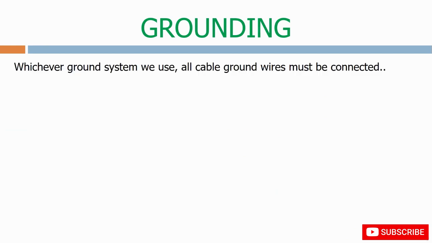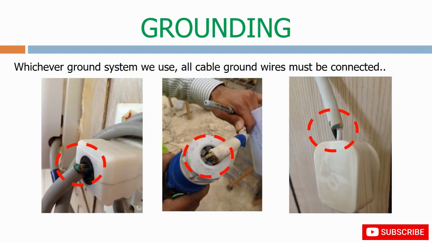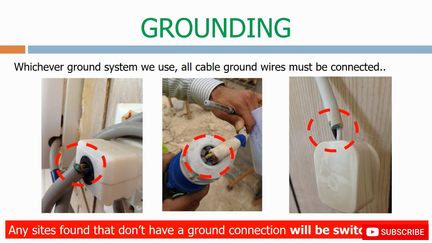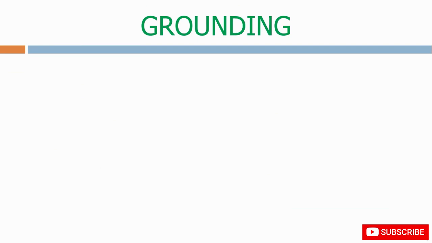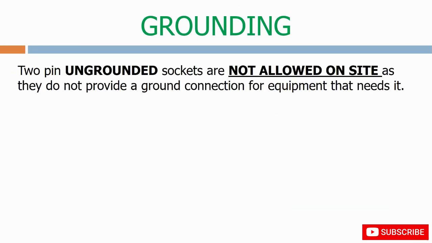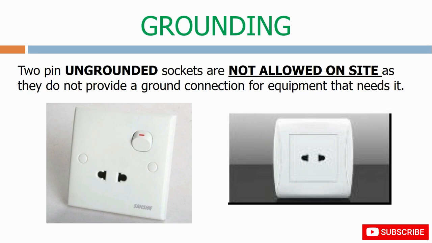Whichever ground system we use, all cable ground wires must be connected. Here's some examples of where cable ground wires were deliberately removed. Any sites found that don't have a ground connection will be switched off. Two-pin ungrounded sockets are not allowed on site, as they do not provide a ground connection for equipment that needs it.